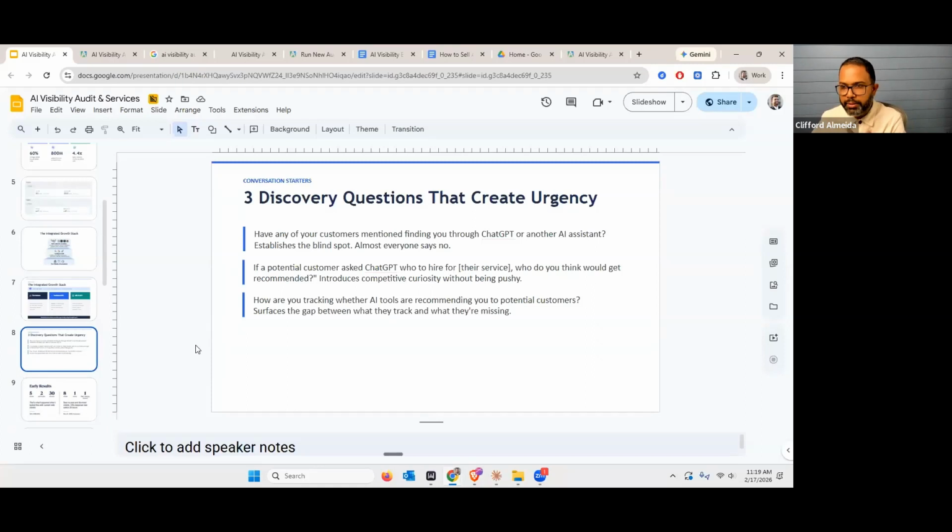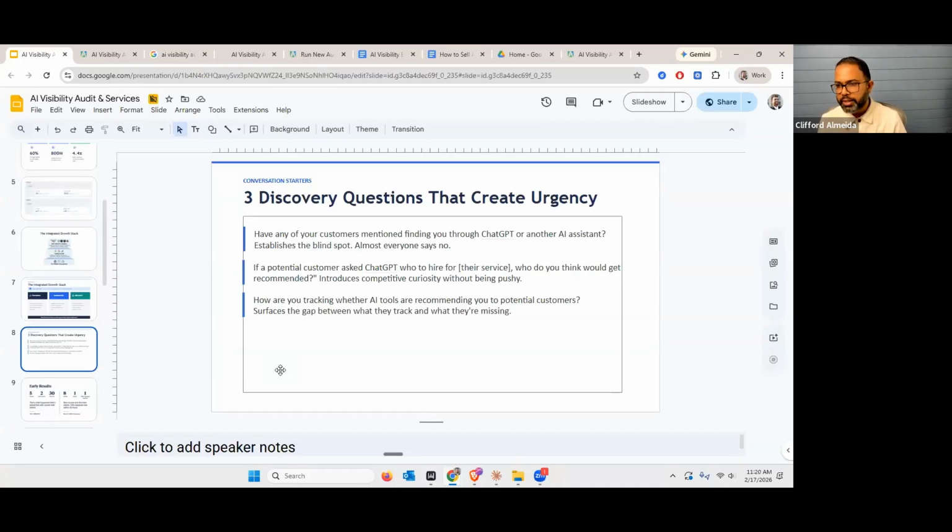The one that, in my opinion, works really easy and well to ask is, have any of your customers mentioned finding you on ChatGPT or other AI assistants? And the reality is that this is happening in our business, and hopefully your clients are seeing that in theirs, whether or not you're doing SEO services for them.